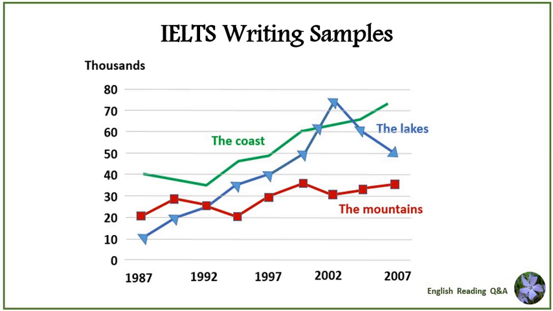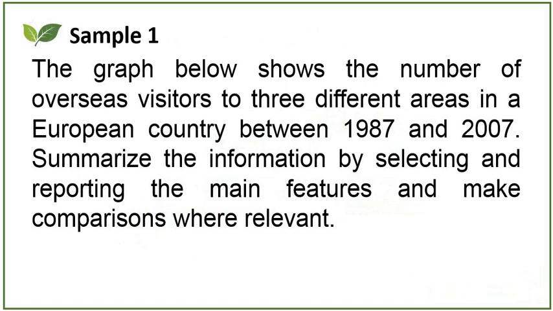IELTS writing samples. The graph below shows the number of overseas visitors to 3 different areas in a European country between 1987 and 2007. Summarize the information by selecting and reporting these main features and make comparisons where relevant.